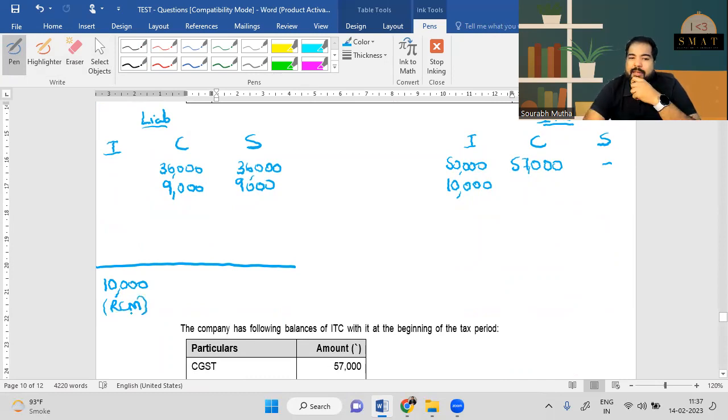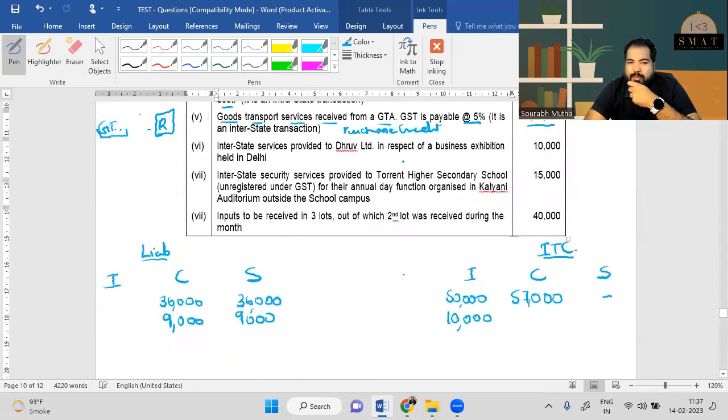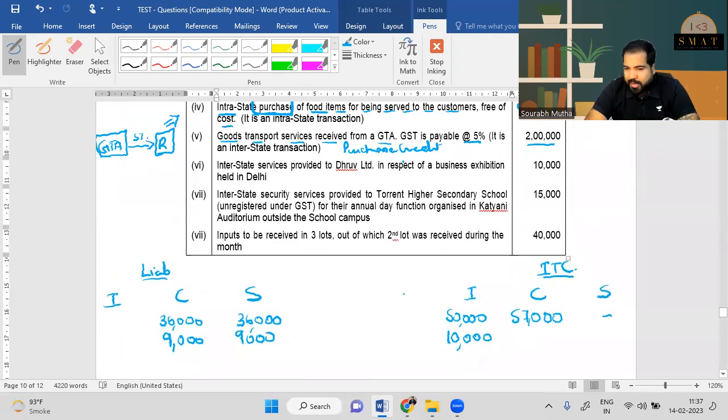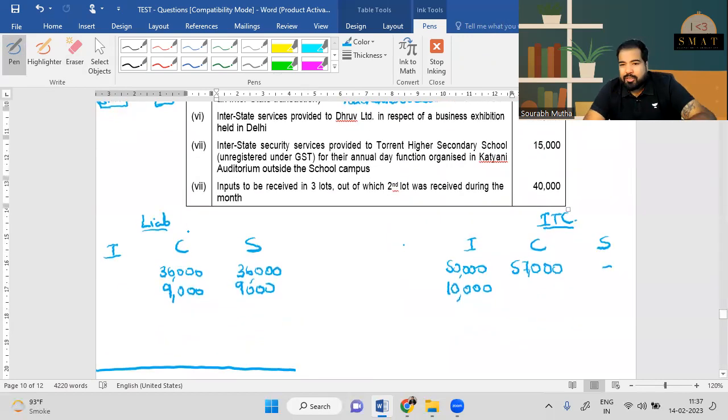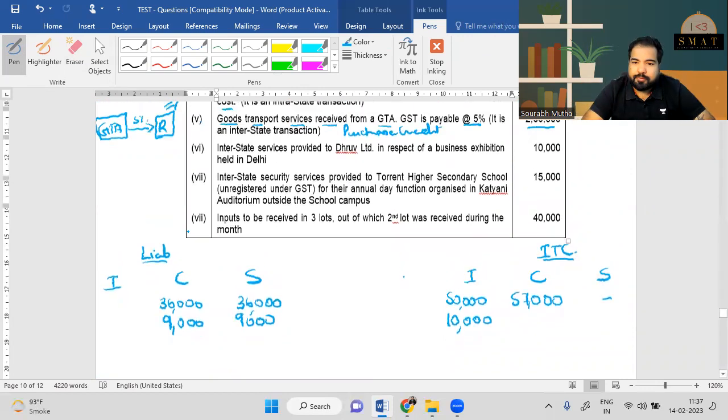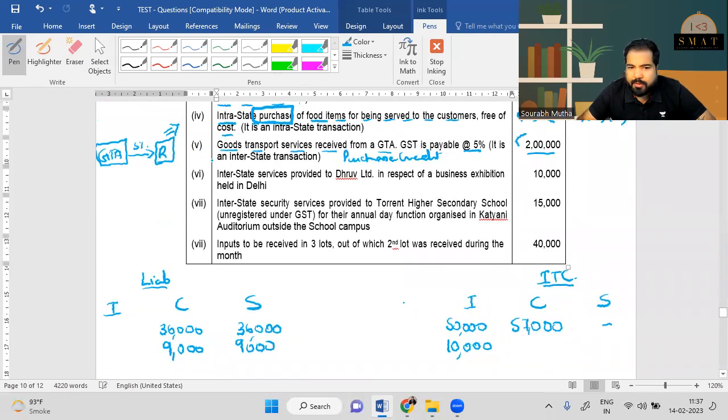I repeat this one last time. So you've received some services from a GTA. Is this a purchase? Yes, purchase leads to credit. So I put 10,000 in the credit ledger here. But guys, this is also RCM. How do I know? Because it is 5%. It was 12% and it would be FCM. But because this is RCM, you have to pay to the government and hence this will also go into the liability ledger. Simple. Instead of paying the GTA, you are paying the government. Moving ahead, this is also done.